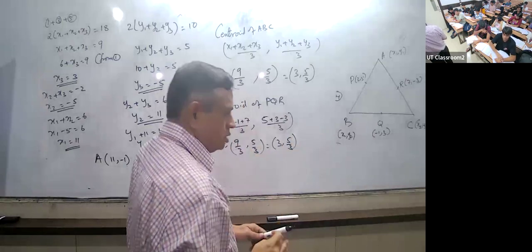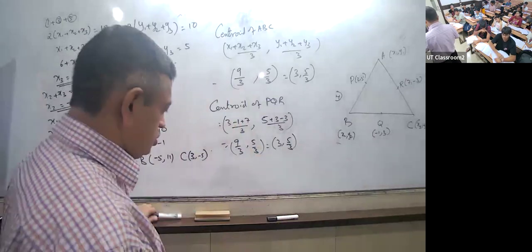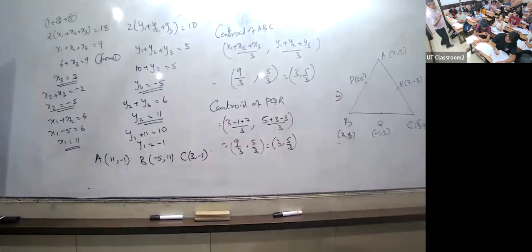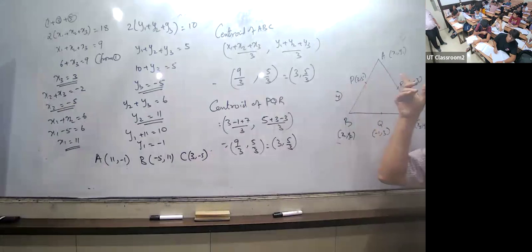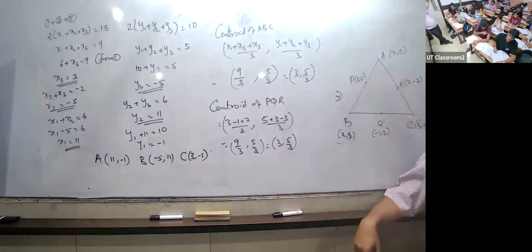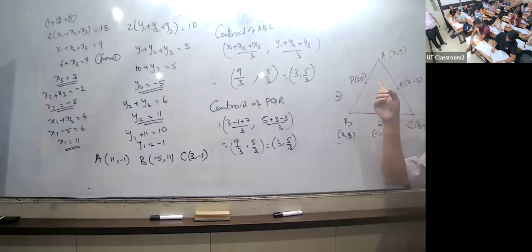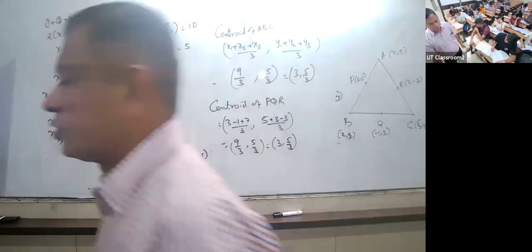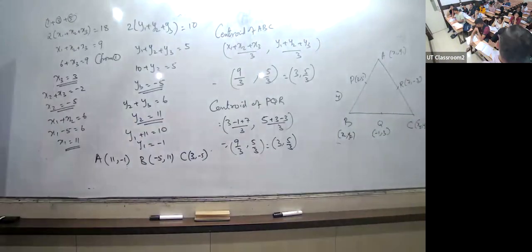Have you seen something? Centroid of ABC and centroid of PQR are the same. Remember this, sometimes an MCQ comes. If you draw the triangle joining the midpoints, the centroid will remain the same. Sometimes they will ask to find the centroid of ABC, and it will be the same as the centroid of PQR. That's a property. But sometimes calculation comes, and you have to do it. It's all direct midpoint formula and centroid formula. Be careful. When calculation comes, the majority doesn't do it.